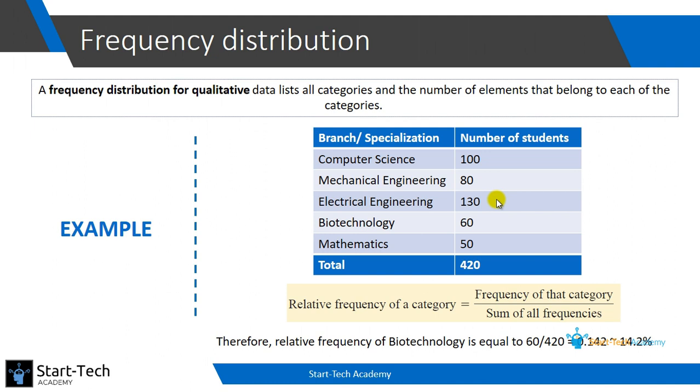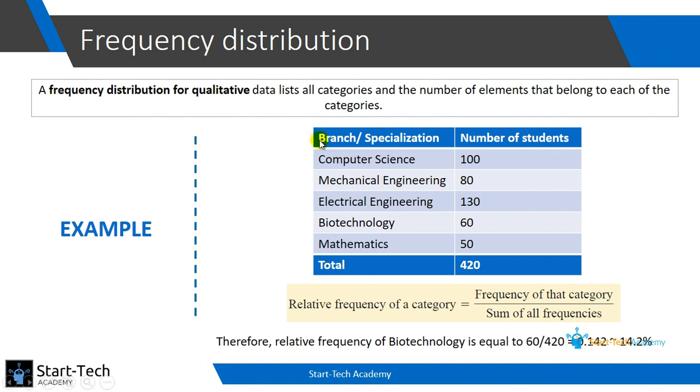So when we are trying to draw a frequency distribution, we are basically trying to summarize the data so that we have different categories from that data, and we assign the number of occurrences of each category in that data. For example, if I have data of students of a college and against their name I have the branch that they belong to, I can create a table like this in which I have summarized that how many of those students belong to each branch. So in an engineering college, in that list, 100 students belong to computer science branch, 80 students belong to mechanical engineering branch, and so on.